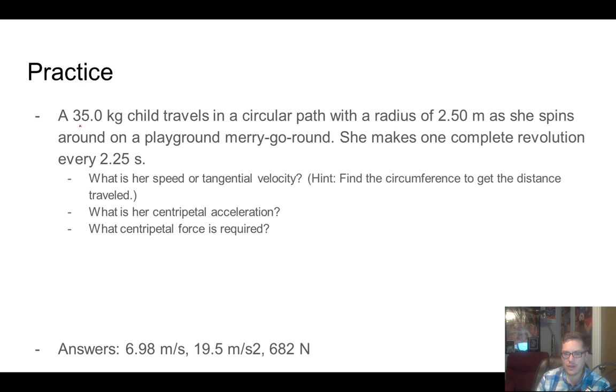So you've got a 35 kilogram child on a circular path with a radius of 2.5 meters, spinning around on a playground merry-go-round. You make one complete revolution every 2.25 seconds. What is the speed, or tangential velocity?